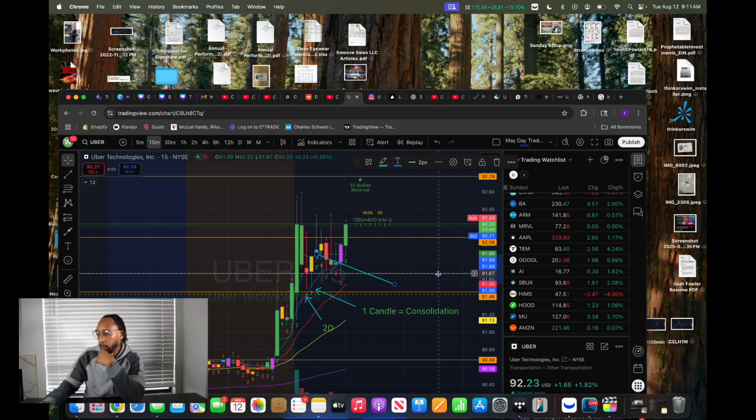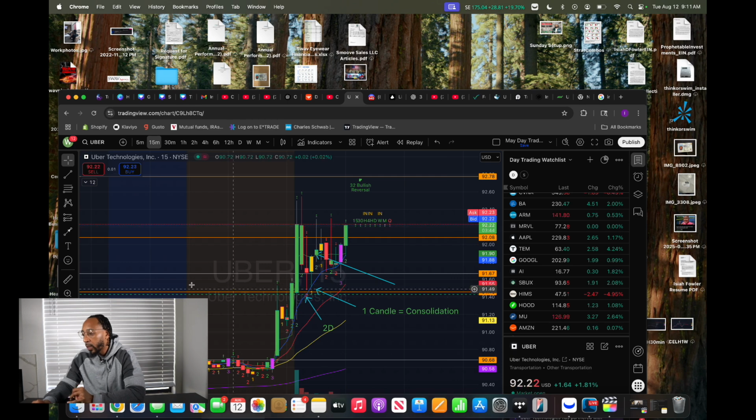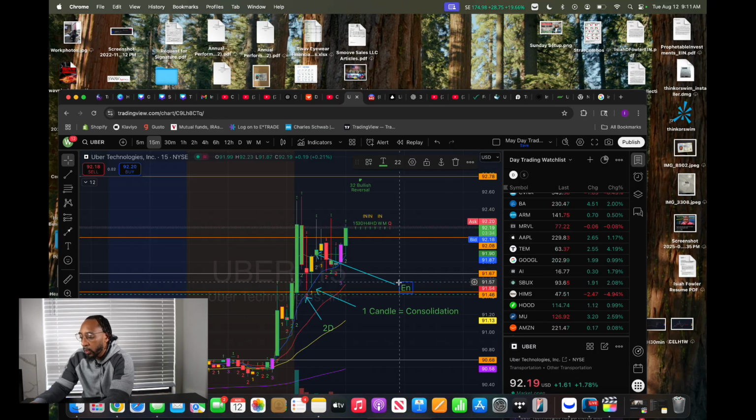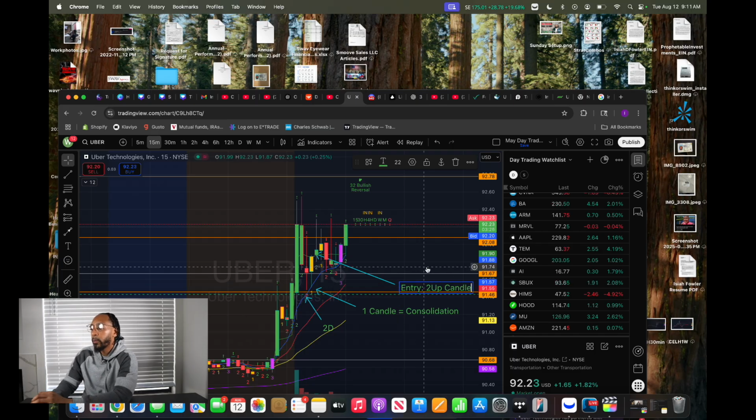All right. I took my entry right there. That is a two up candle. Two up candle, and that was my entry. Two up candle. Okay. Right there.